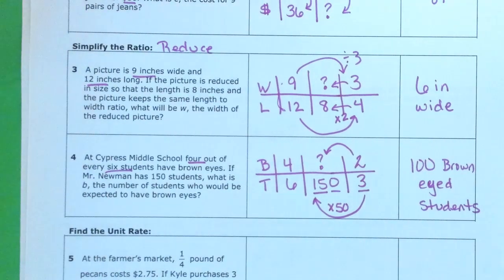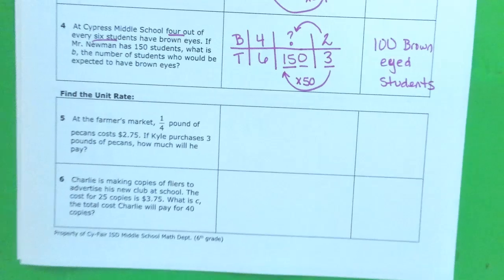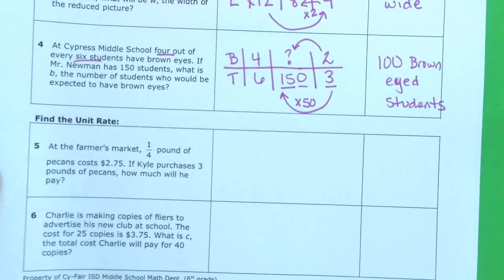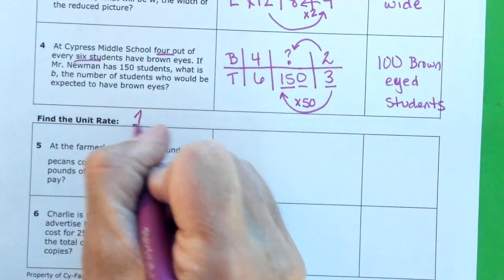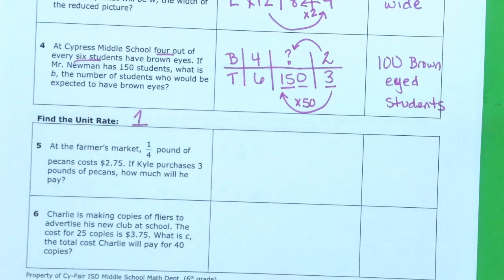Okay, number 5. Find the unit rate. Remember, the unit rate is the amount for 1. At a farmer's market, 1/4 of a pound of pecans costs $2.75. If Kyle purchases 3 pounds of pecans, how much will he pay?